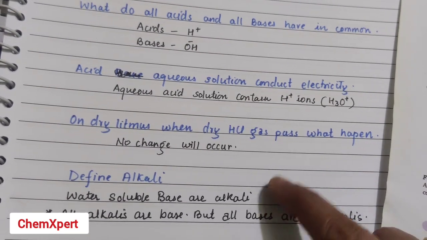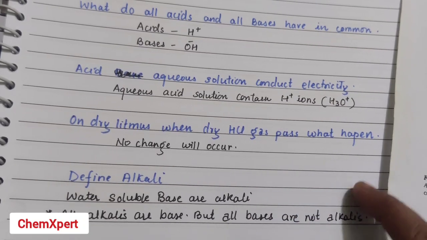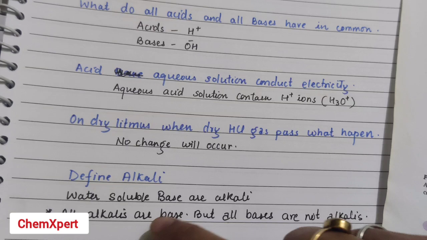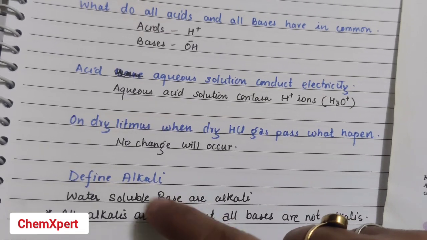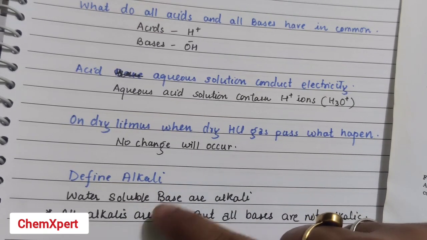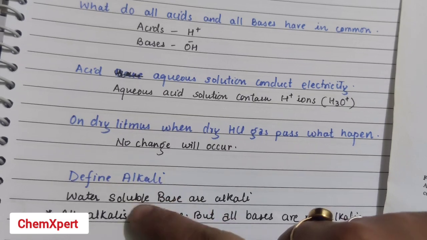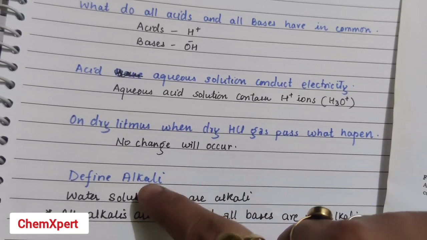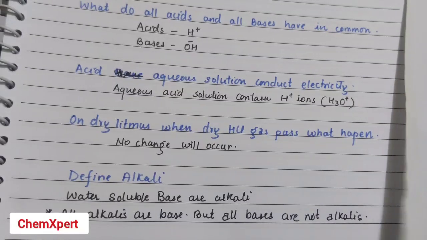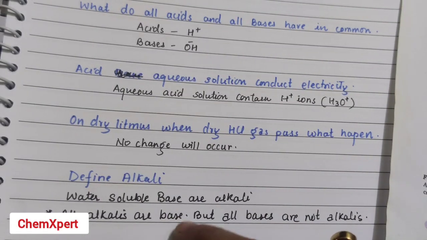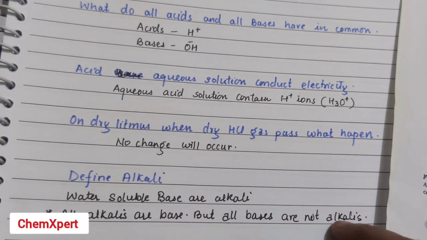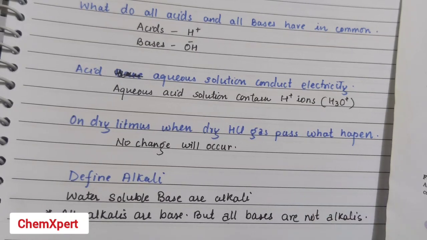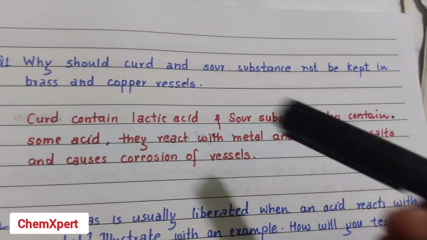Because those bases which are not soluble, we cannot call them alkali. But all alkali are bases, because in general alkali is a water soluble base. So first it is a base, and since it is water soluble it becomes alkali. So all alkali are bases, but all bases are not alkali because a few bases are water insoluble. These are the in-text questions from this topic.